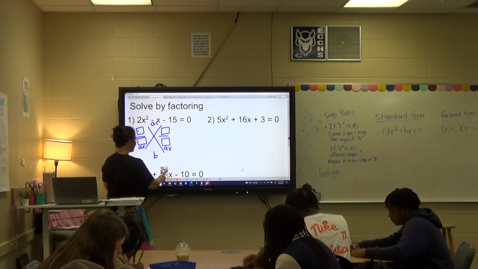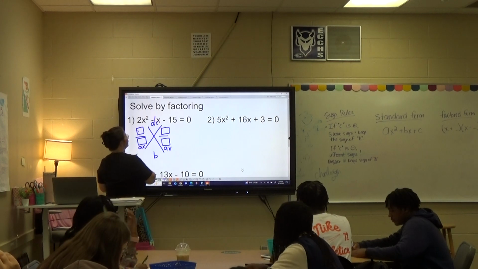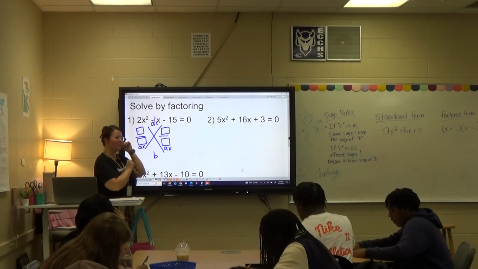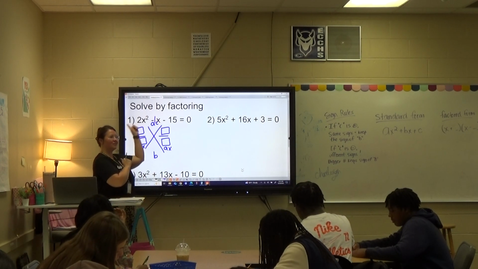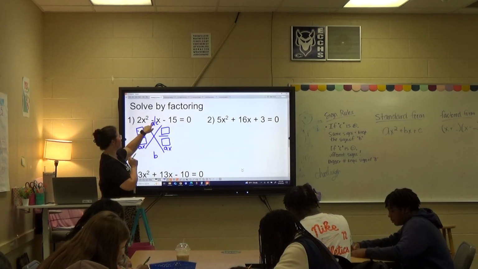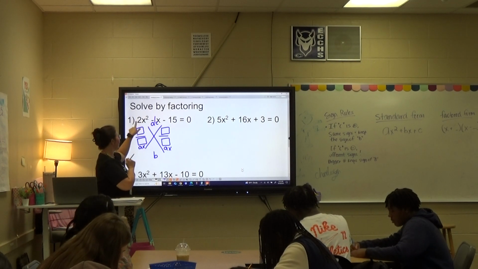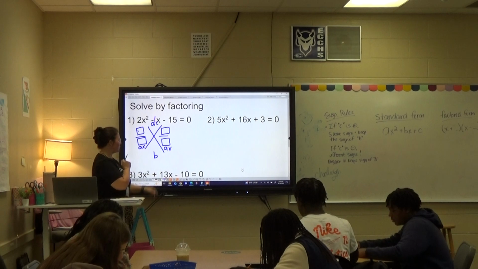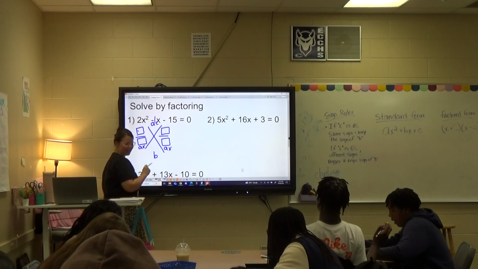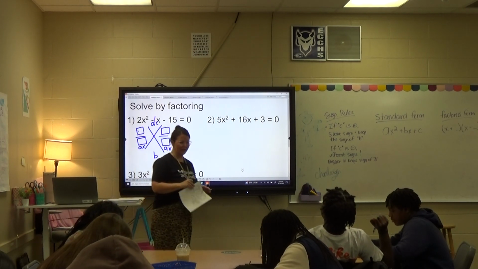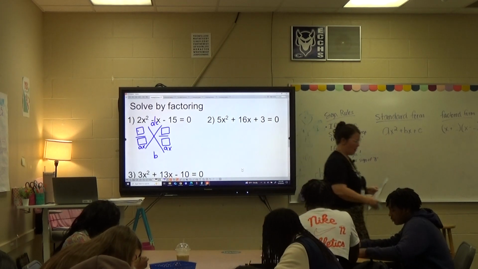That's a hidden -1. So if you need to write the -1 in there just to make sure you don't forget, then that's fine. Write it in there, but make sure you don't lose the sign. Okay, your A is 2, your B is -1, and your C is -15. So don't lose your signs.